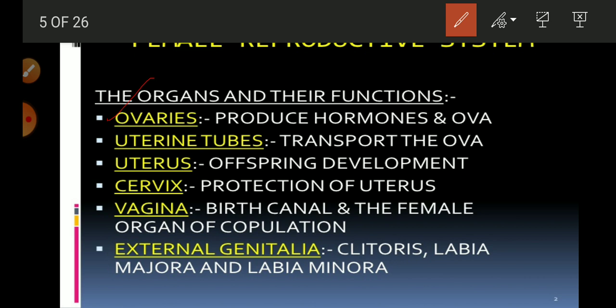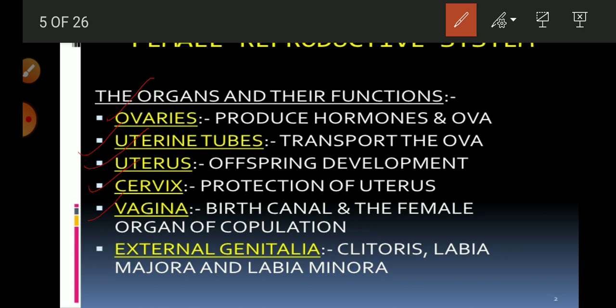Ovaries produce hormones, and ova is the plural of ovum, it means egg cells. Then uterine tubes are there, these are also called fallopian tubes, and they transport the ova. Then we will talk about the uterus in detail. Offspring development is done in the uterus. Then we will see the cervix, that is the protection of the uterus, like the tube by which the sperms can enter, and it also gives protection to the uterus from anything entering.